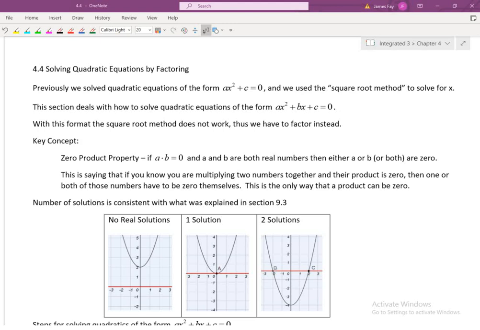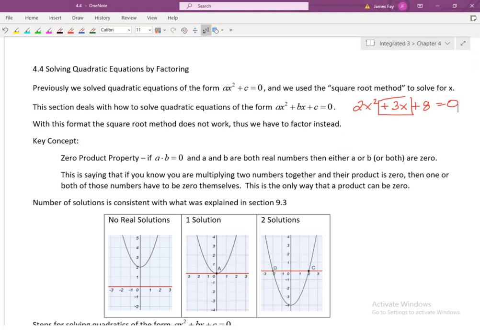So if you were to have something that looks like, let's say, 2x squared plus 3x plus 8 equals 0, we can't take square roots now, because this term throws everything off. So we have to have a strategy for doing this, and this section deals with that.